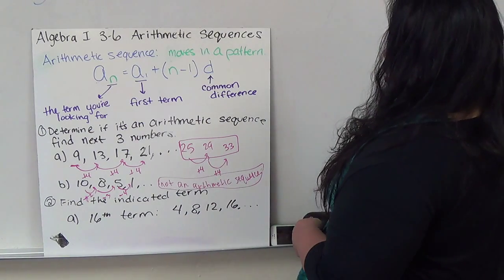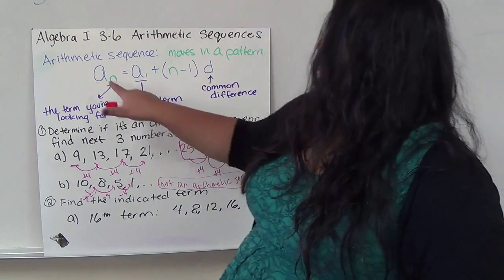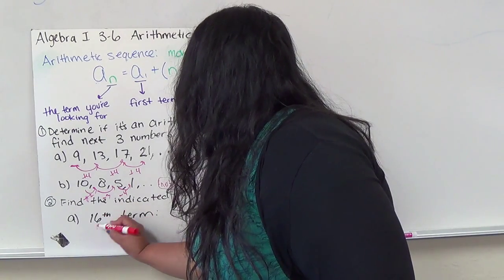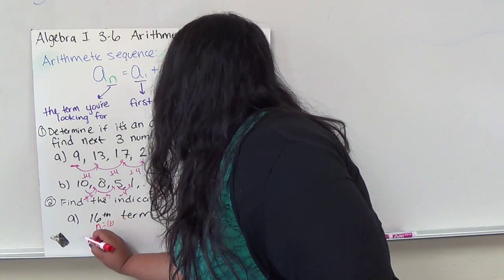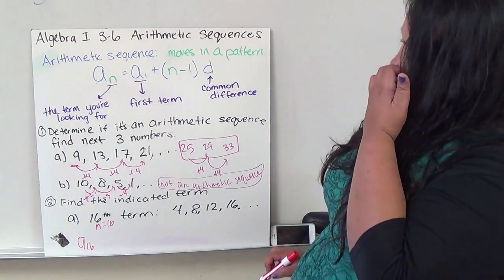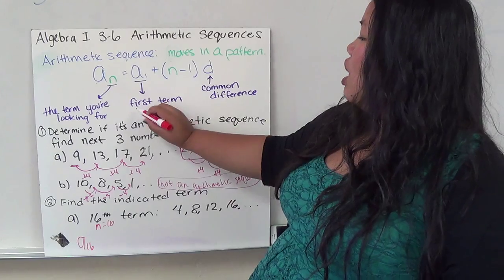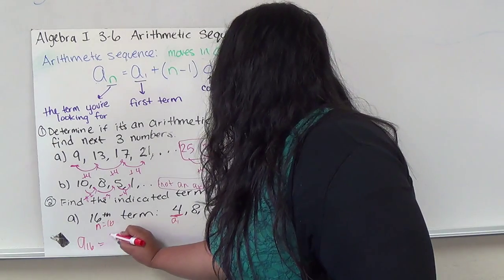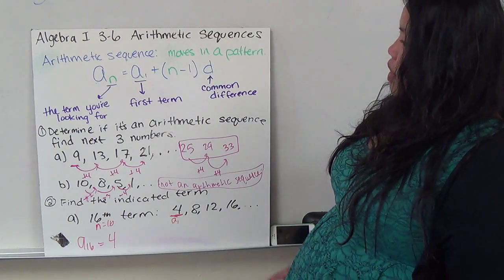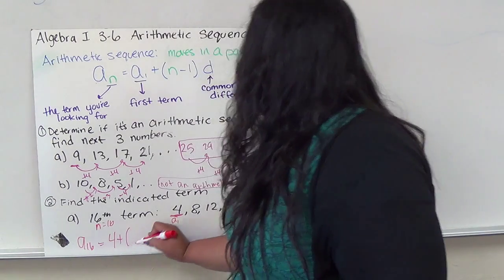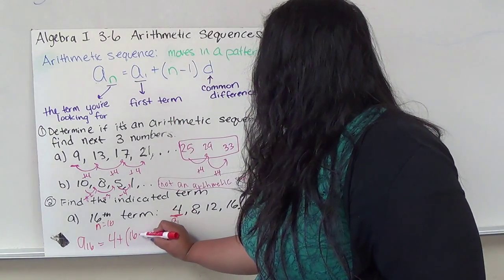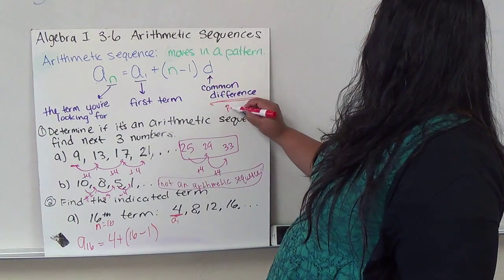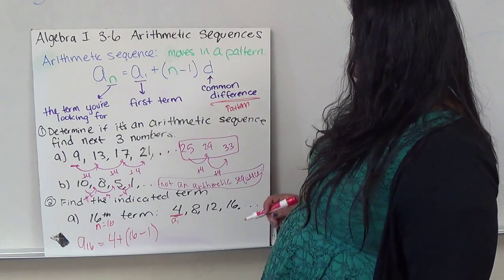So let me tell you what information it's looking for. This is a sub n. So this is the term I'm looking for. My n is 16 because that's what I'm looking for, the 16th term. So it's a sub 16. Okay? This is my first term, what number it starts with. This is my a sub 1, first term, so it equals 4, okay? Plus my n again, my n is 16 minus 1, d is my common difference.